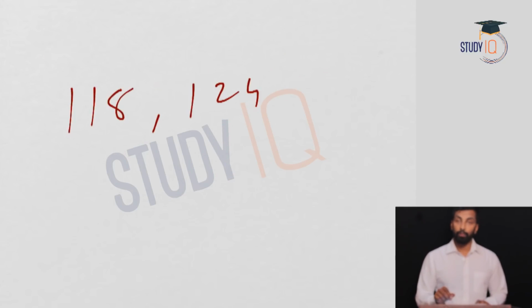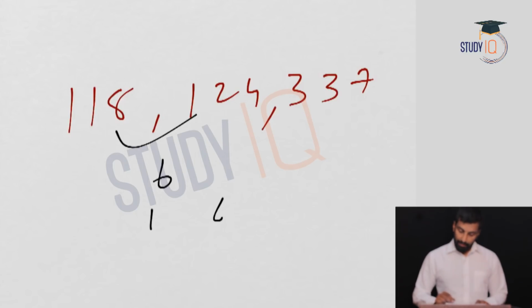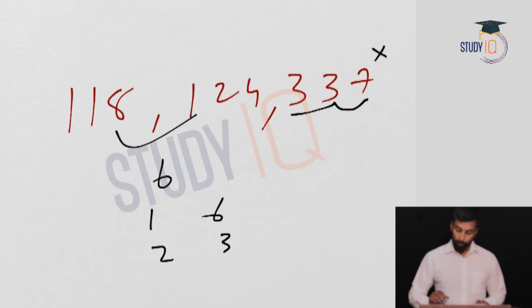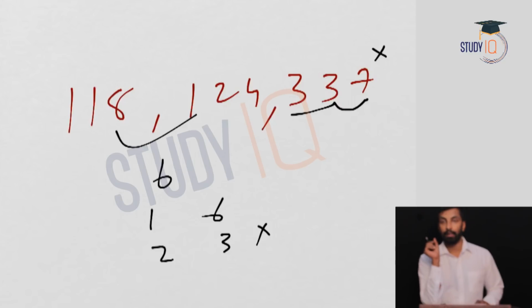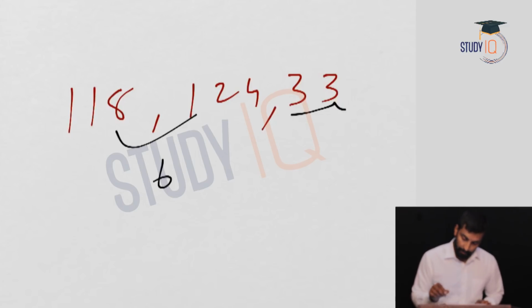So what if you have 118, 124, 337? What is your answer? You take the smallest difference here, 6. So the factors of 6 are 1, 2, 3, 6. Any of these could be your HCF. 6 cannot be the HCF because it is an odd number. Then you need to check for 3. 3 plus 3, 6. 6 plus 7, 13. So 3 is also not possible because the sum of digits is not a multiple of 3. You know the divisibility rule of 3, right? Then it can't be 2. So what is your answer? 1.